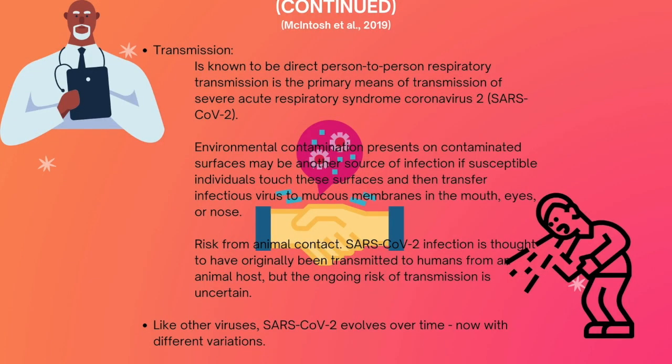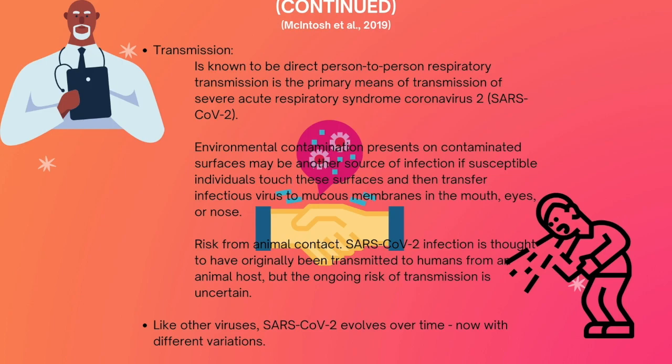The transmission of COVID-19 is, of course, direct person-to-person respiratory transmission, and the potential to transmit COVID-19 begins before the development of symptoms and is highest early in the course of illness.